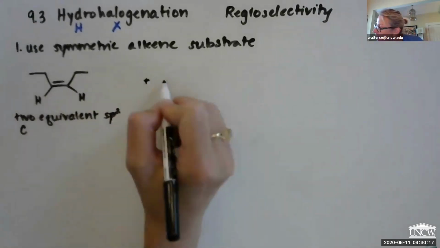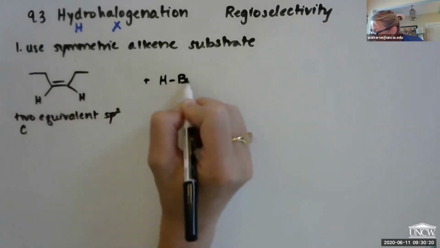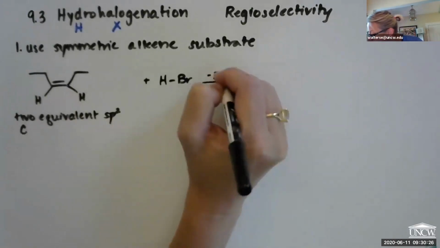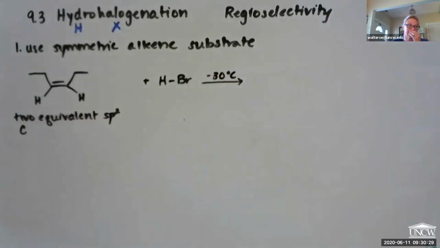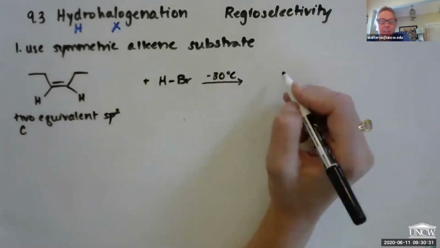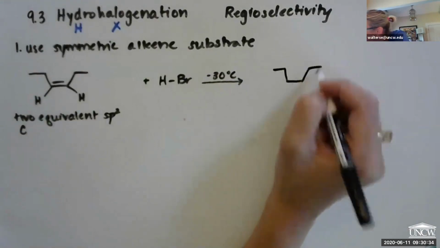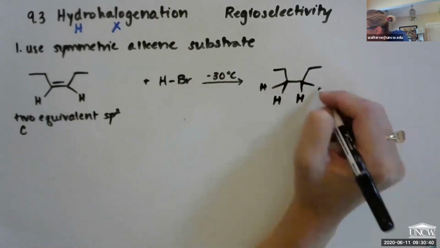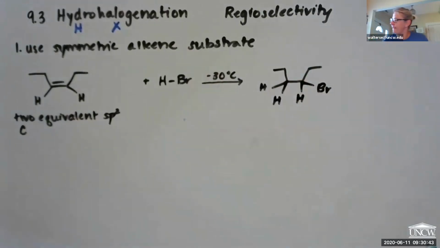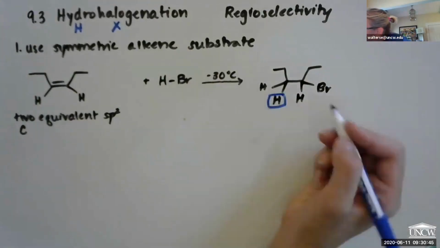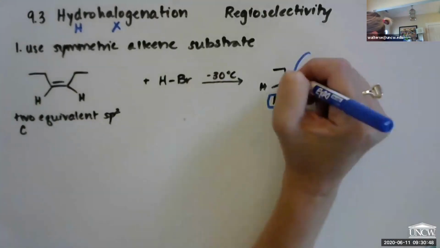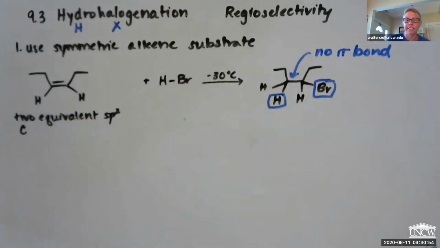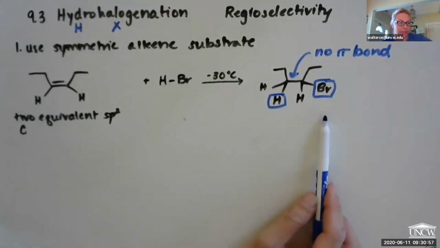Okay. And if we add HBr, and this reaction has to be done under colder temperatures, so about minus 30 degrees Celsius. Okay, what you see is that you end up with about 70-some% yield making an alkyl halide. So one of these hydrogens is new, and then the bromine is new. And what you can see here is we have no pi bond. So we've lost the pi bond in the formation of this product.